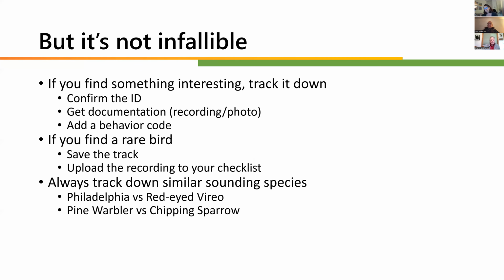And then the last thing I'll say is, even though it's very good, there are some species that sound so close to each other that even the AI can't always figure out which species it is. So right now, the last few days, I've been getting a lot of hits for Philadelphia vireo, and they are migrating through right now. So it is possible right now, but I highly recommend that you track down that vireo and confirm that it is a Philly and not just a red-eyed vireo.